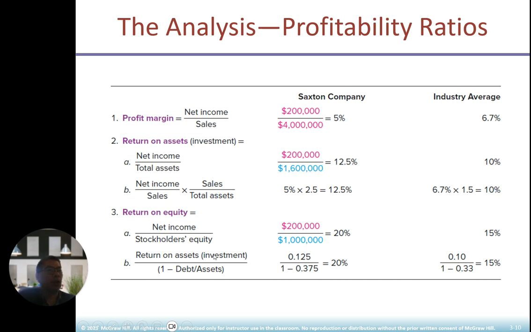Number 3, return on equity, which is net income divided by stockholders' equity. This one is 20%, higher than the industry average of 15%. Or number B, return on investment, in brackets 1 minus debt divided by assets. So it's 20% versus 15%. Whichever way you report it, it is the same. The most important thing is that you are able to know and compare it with the industry average.